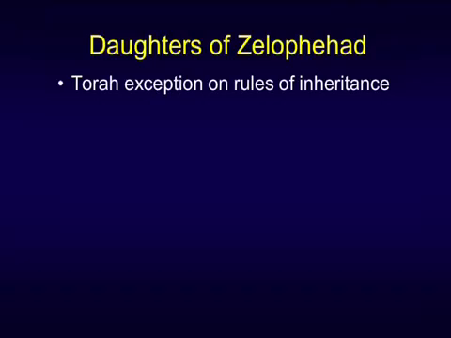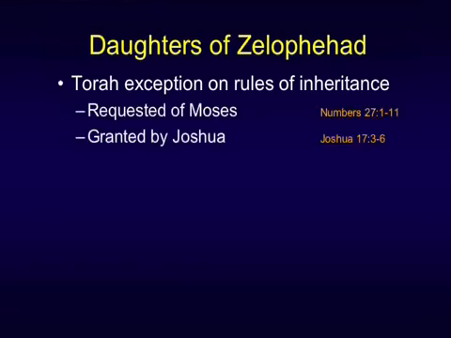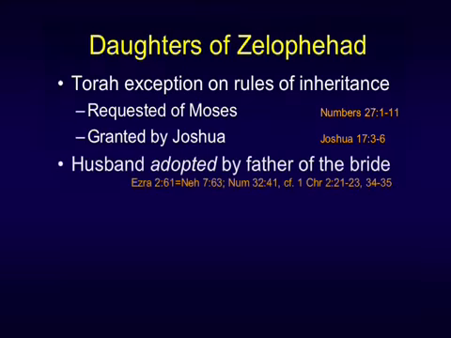And if we read the text carefully, we discover Joseph is the son-in-law of Heli, Mary's father. And that's from the daughters of Zelophehad, the Torah exception on inheritance that was requested of Moses in Numbers 27, granted by Joshua in Joshua 17, in which if a father had only daughters and the daughters married within the tribe, the husband could be adopted by the father of the bride and raise up inheritance to the line. Even the claims of Christ hang on this peculiar exception in the Torah.